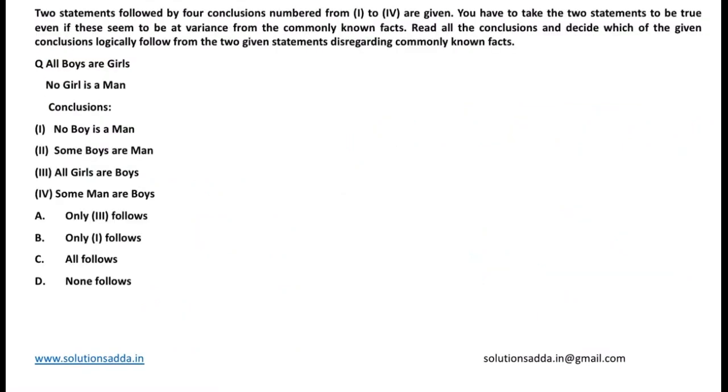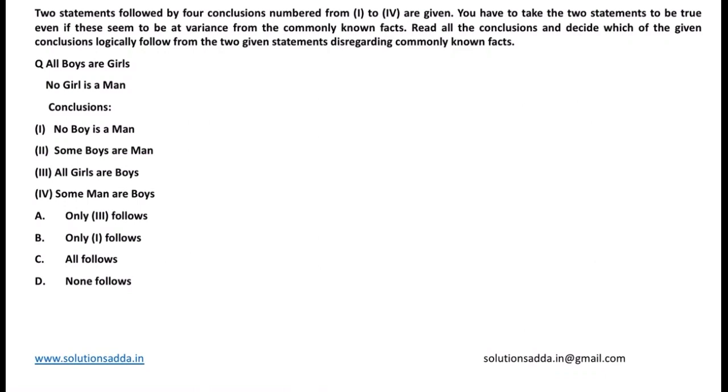This is an aptitude question based on logical reasoning. So basically we are given two statements followed by four conclusions, and we need to figure out which of the following conclusions is true based on the given two statements, and we need to assume that the given two statements are true always. So let us see the given statements. All boys are girls, no girl is a man. Let us draw the possible Venn diagram for this.